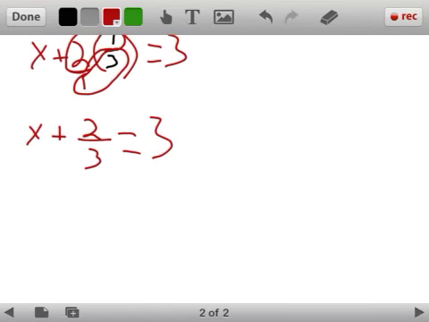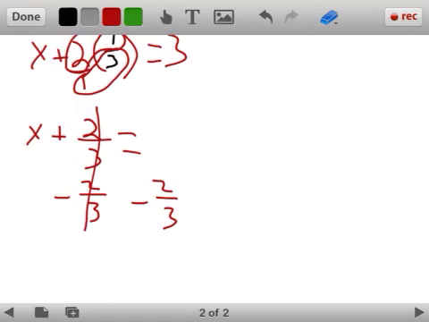And now I want x by itself. So I'm going to subtract 2/3 on this side, and then I'm going to have to subtract 2/3 on the right side. Now this is a review on subtracting fractions, and there's several ways you can go about doing this, but one thing that you have to have is a common denominator. So first of all I'm going to turn 3 into a fraction. I'm going to write it 3 over 1 because that's the same as 3.